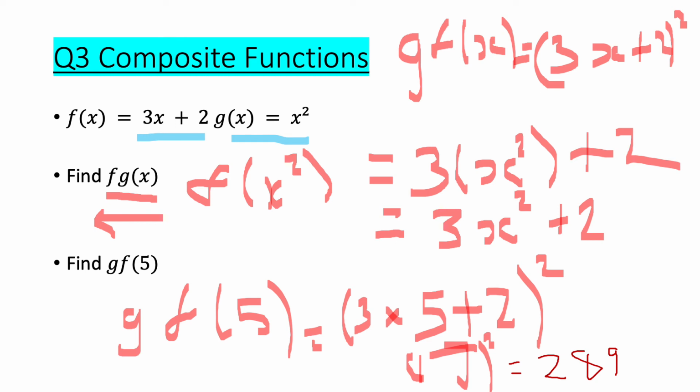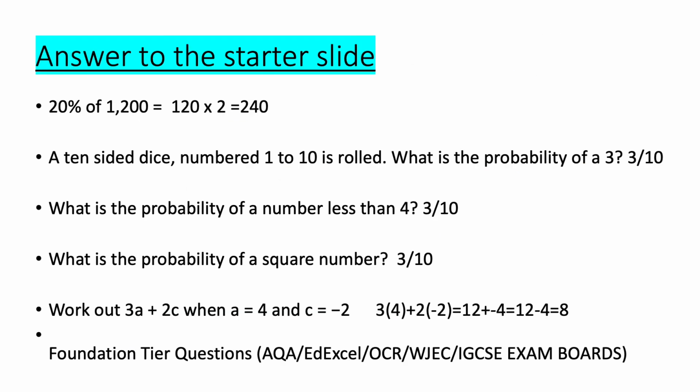Okay, so it's applying g of f of 5. So we worked out what g f of x was. It's taking the function f, which is 3x plus 2, and then applying g to it. So replacing x with 3x plus 2, and then I get 3x plus 2 all squared. Remember that is 3x plus 2 times 3x plus 2. So I'm going to have 3 times 5 plus 2 all squared. Using BIDMAS, 3 times 5 is 15, and then add 2 is 17. 17 all squared is 289. 17 times 17 is 289.